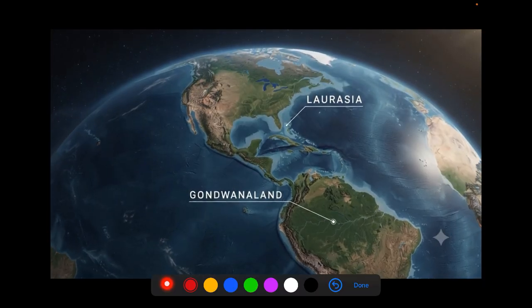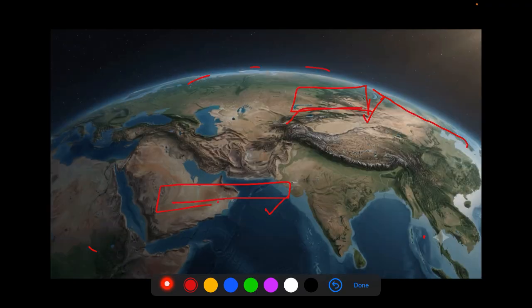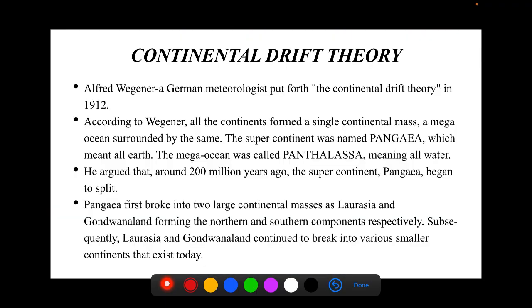Again in this video, we saw that all of this land mass was together, and it broke into two parts, that is Laurasia and Gondwana land. So we have to understand how these two parts, Laurasia and Gondwana land, were formed and how they further shaped today's oceans and continents. So let's read now the continental drift theory.